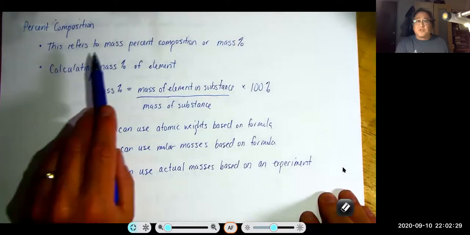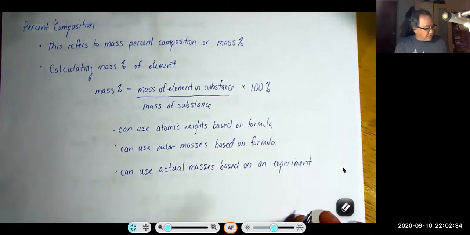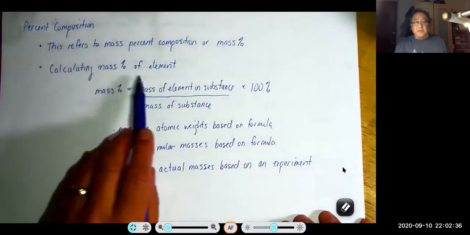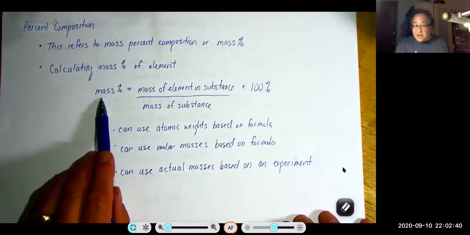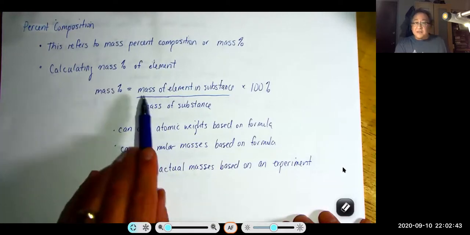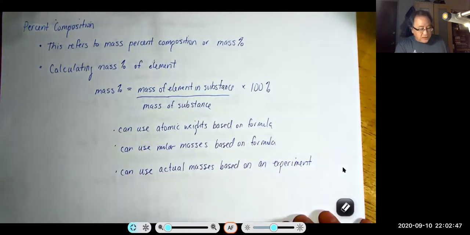This refers to mass percent composition, or more simply, mass percent. For calculating mass percent of an element, you use this formula here. The mass percent of an element in a compound is the mass of the element in the substance divided by the mass of the substance itself, all of this times 100%.